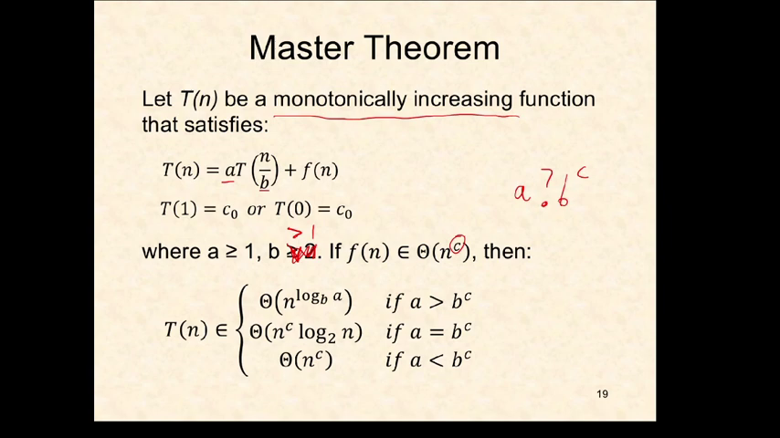Okay, so a comes from what we multiply by, b is what we divide by, and c is the power of the polynomial. So if we figure out how a relates to b to the c power, it tells us which one of these three categories we're in and what the form of our final big theta takes. And in the big theta equations, the a, b, and c there are the same a, b, and c that we got out of these formulas. So these are the same a, b, and c throughout.